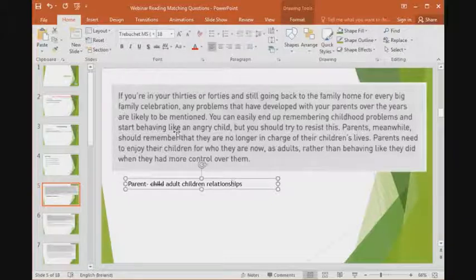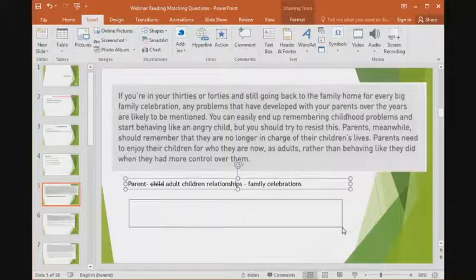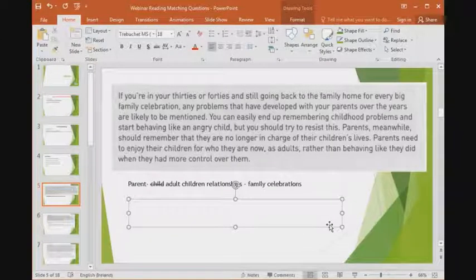Yeah, but more specifically, they're talking about family celebrations. Yeah, so parent, adult, children relationships and family celebrations. So they're the key words. Yeah, they're the key subjects, if you like, for this paragraph. So how can we write this into an actual title? Because at the moment we've just got keywords. It's not a title. So how can we change these words into a complete title?